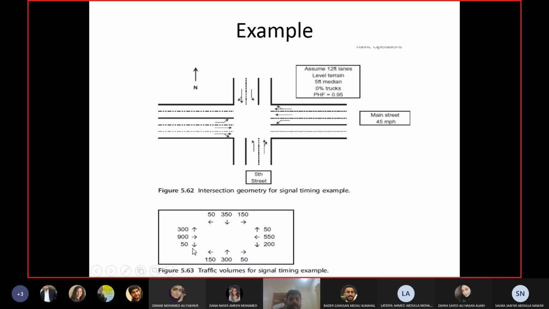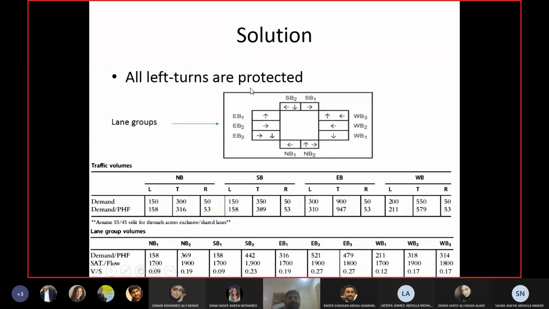So 200 into the summation of 950. Okay, like 950. So 200 into 950 obviously will give you more than 90,000. And then for this side, you will take 150 multiplied by 400. Okay, so again, I think it will be more than 50,000. So applying the volume criteria will result in having all left turns protected.